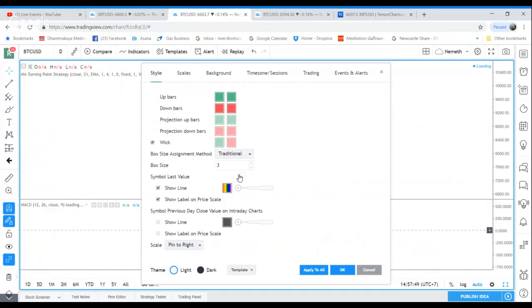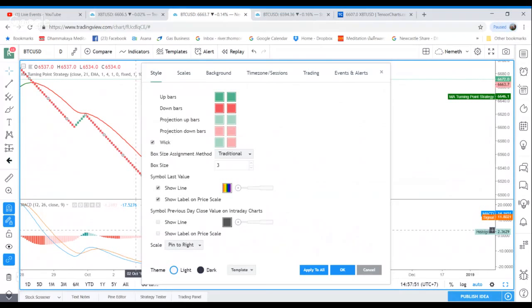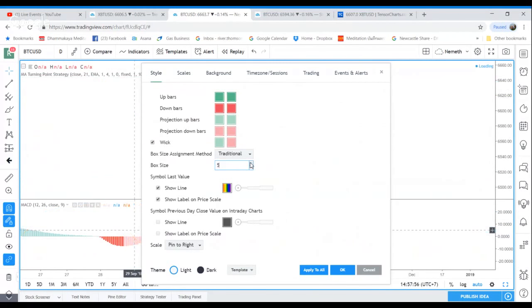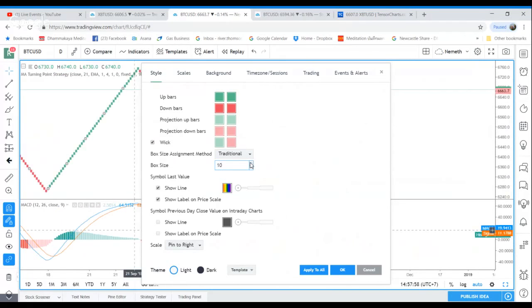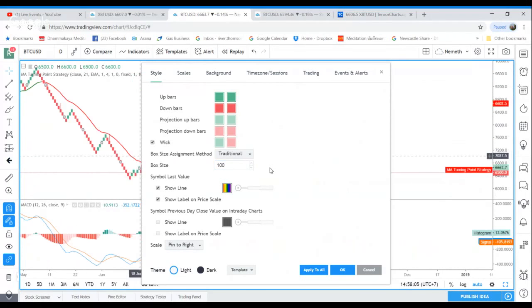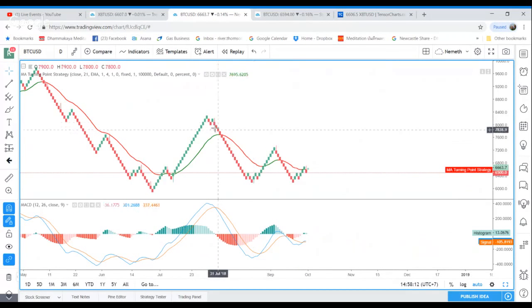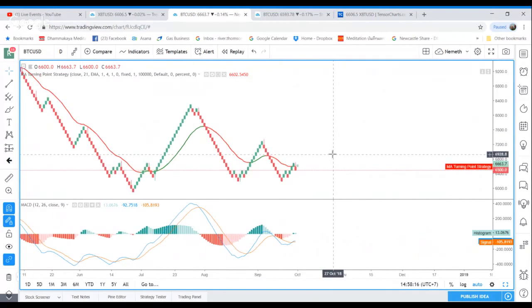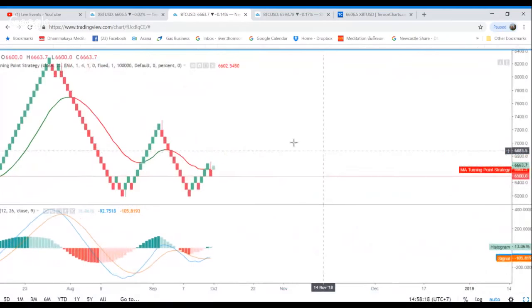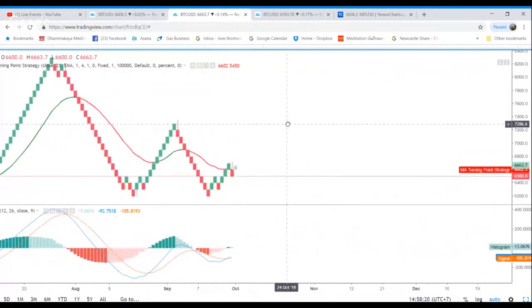There is a more traditional assignment method, and you can specify the size of the box, which basically means the price. How large is the price? $100. Okay, for example, apply that. And that will be a little bit more reliable. But even then, it recognizes that it's unreliable.